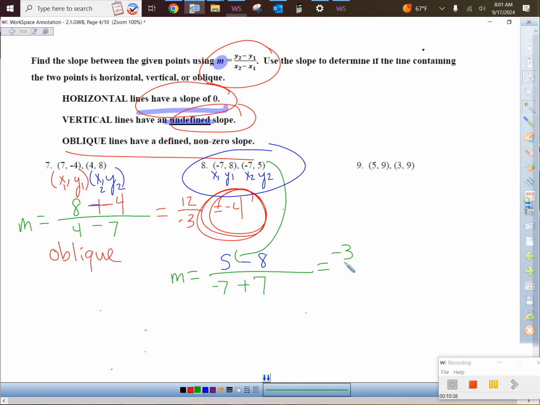Upstairs, negative 3. Downstairs, oh no! How much is downstairs? 0. Here's the question of the year. Does that reduce? Yes. The answer is yes. What is negative 3 divided by 0? It's not actually even a number. It's a word. What is it? It's not 0.